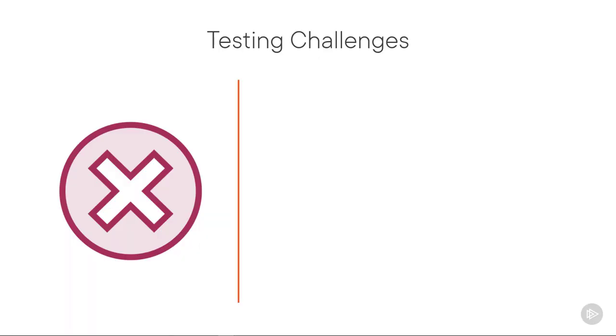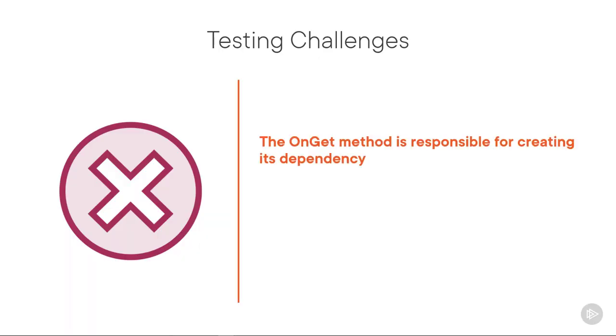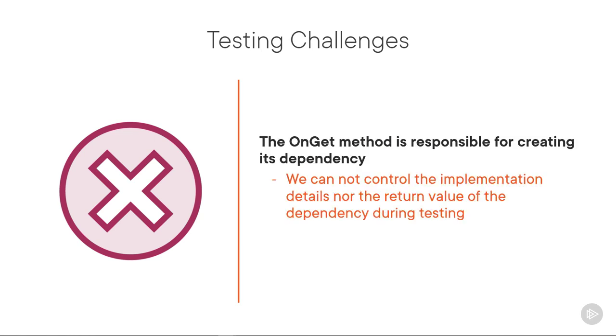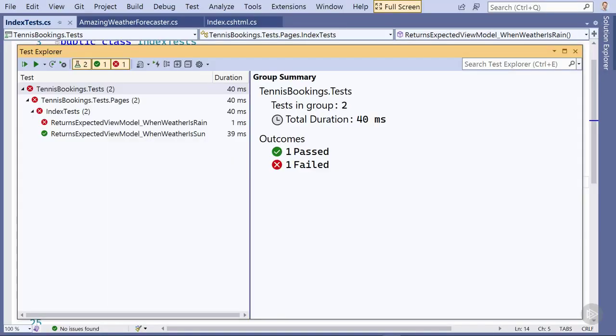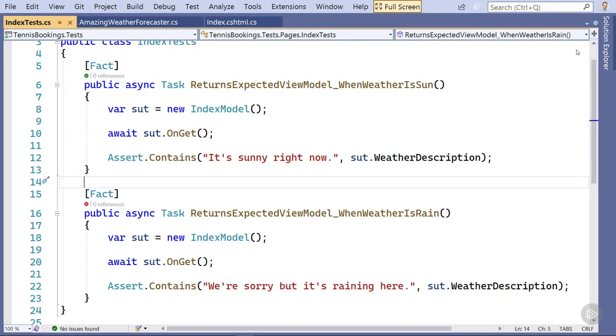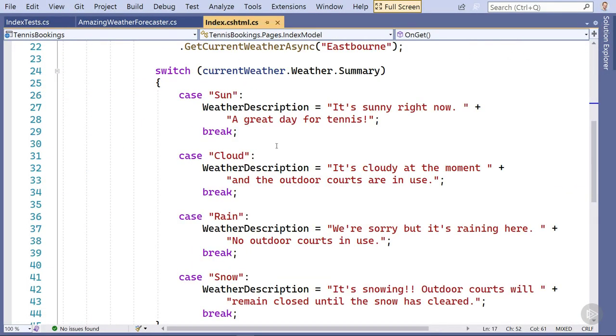Because the OnGet method is responsible for creating the weather forecaster dependency directly, when under test we can't control the implementation that's used, nor the result that the GetCurrentWeatherAsync method returns. The AmazingWeatherForecaster implementation returns a sunny weather condition every time it's invoked. So at this point, reliably testing the logic of our IndexModel is pretty tricky. We'll resolve this later in the module once we've refactored the application.